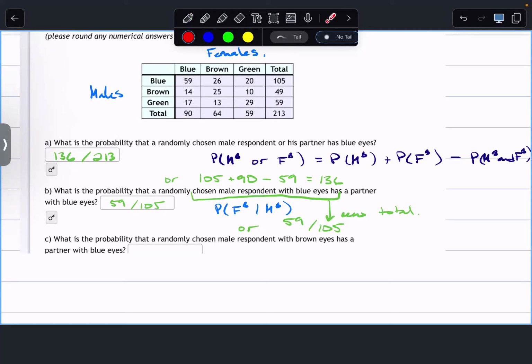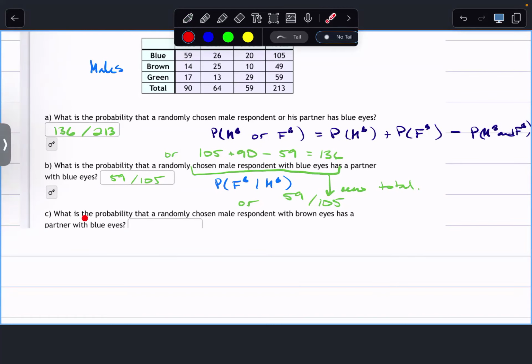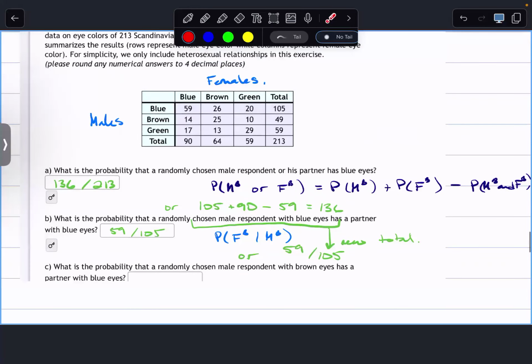So it changes what the total is out of, right? Because you've narrowed down your population. And then the rest of them are the same, right? Except now you have a male with brown eyes, so it narrows it down to the males with brown eyes. And what's the probability that the female has blue eyes, and so on and so forth. Is that? Yeah. Nice. Any other questions?